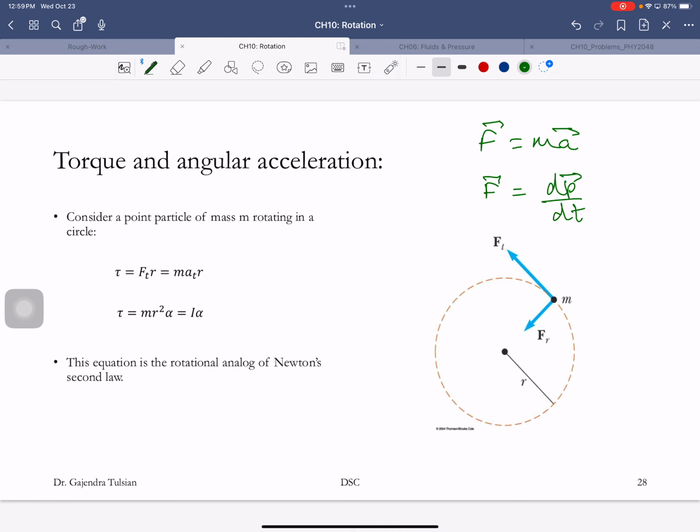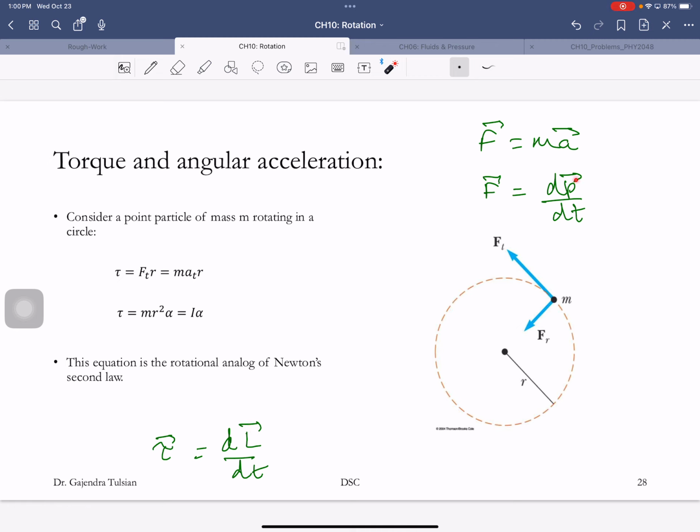Okay. This is the general form of Newton's second law. When was this true? When mass was constant. Okay. So similarly, we will learn that the parallel of Newton's second law for rotational motion, the general form, is dL by dt. What is L? L is angular momentum, just like this was linear momentum.